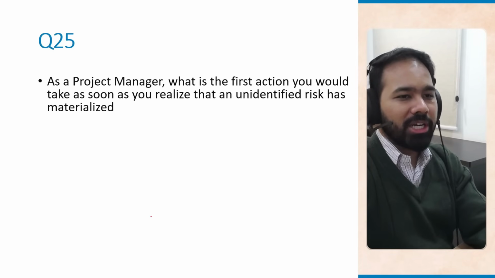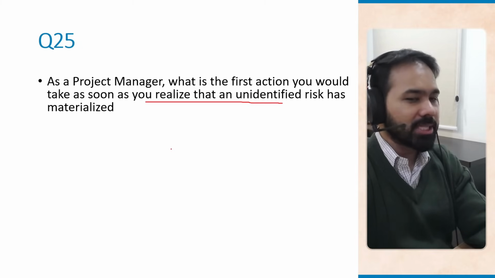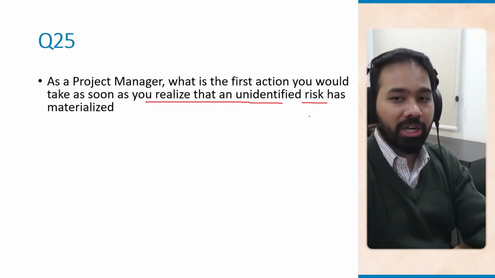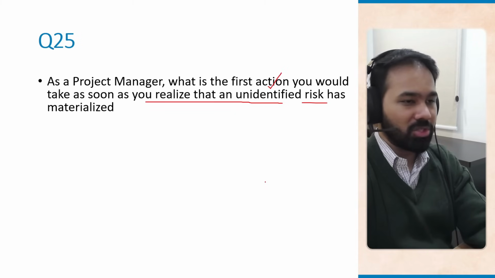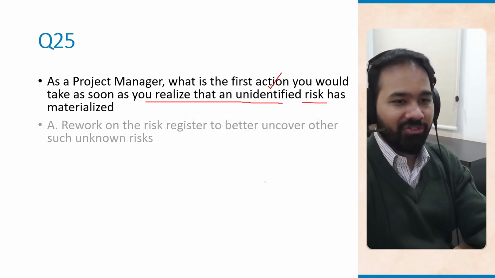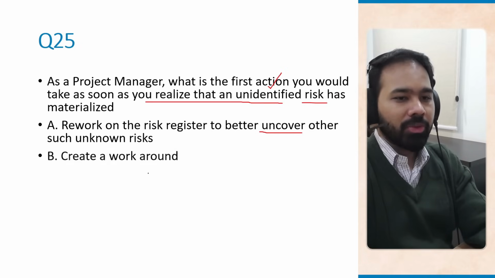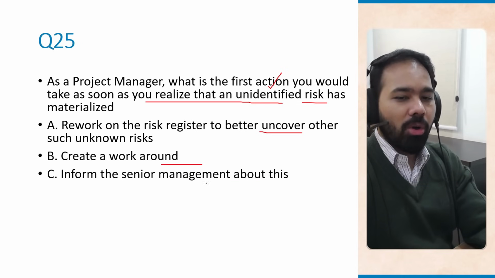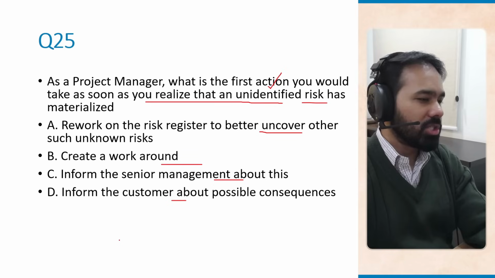Okay, question number 25. As a project manager, what is the first action you would take as soon as you realize that an unidentified risk has materialized? So, the risk has already materialized and it was an unidentified risk. That means you were never able to identify it. Rework the risk register to better uncover other such unknown risks, create a workaround, inform the senior management about this, or inform the customer about possible consequences.